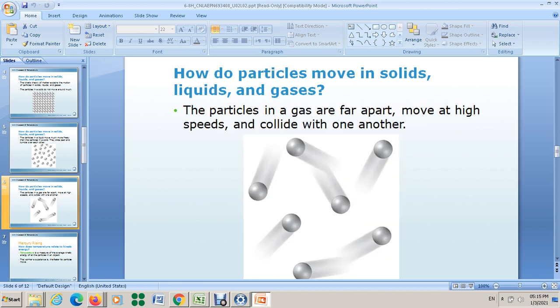Okay, what about gas? The particles in a gas are far apart, move at high speed, and collide with one another. Okay, so this is about the movement of particles, or kinetic energy of particles in solid, gas, and liquid. Try to make a table to explain the difference between each one of them, and try to turn off this video and write notes using your own words about the movement and kinetic energy of the particles in solid, liquid, and gas.